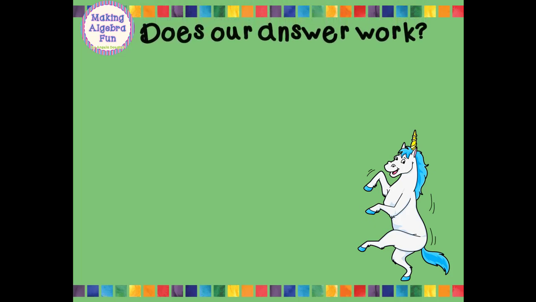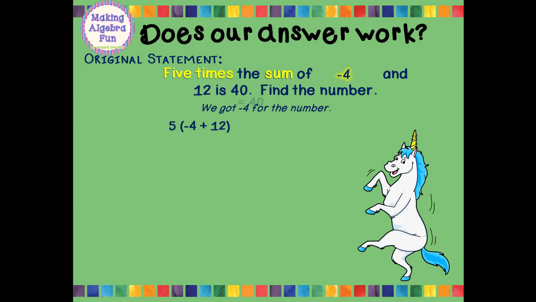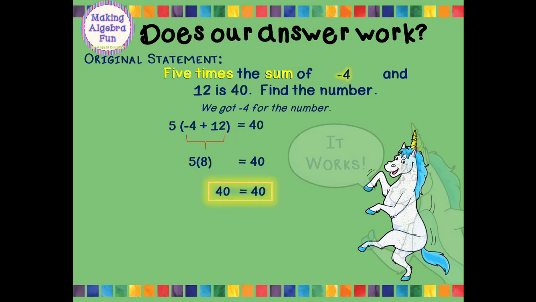Now I want to check again and see, does this actually work? Does it make sense? So here's our original statement. 5 times the sum of a number and 12 is 40. We got negative 4. Let's replace the number with negative 4 and let's see if it works. So first of all, the sum means addition. We're going to be adding negative 4 and 12, and we're going to multiply that by 5. And our answer should be 40. Well, negative 4 plus 12 simplifies to 8, so 5 times 8 is 40, so we know it works.